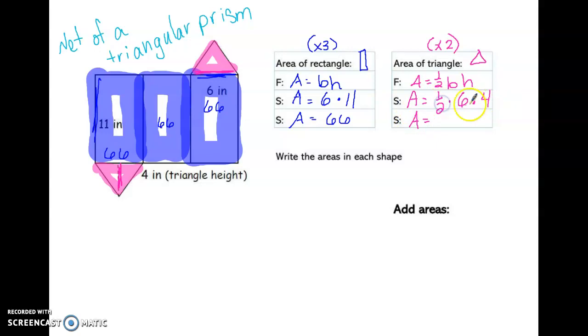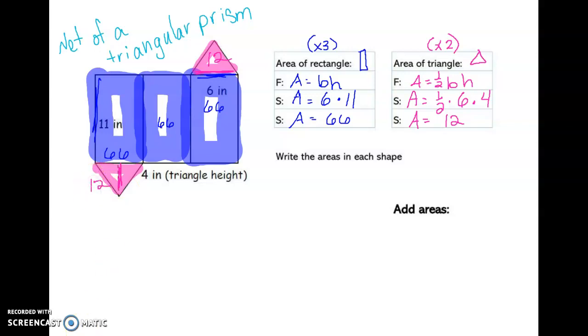Now we could take half anywhere, really. Half of 6 is 3. 3 times 4 is 12. Or we could take the half of the 4 and say half of 4 is 2 times 6 is 12. So let's go ahead and write this one is 12 and this one is 12.